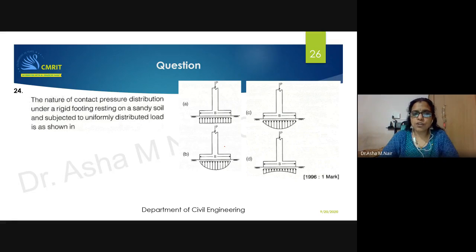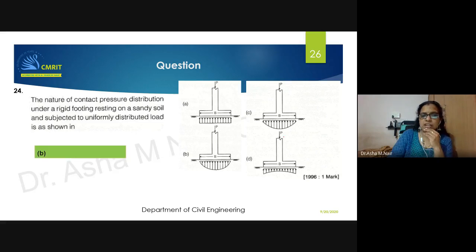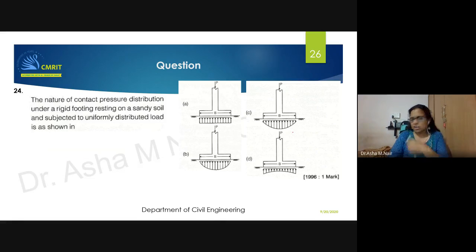The nature of contact pressure distribution under a rigid footing resting on a sandy soil subjected to uniformly distributed load is as shown. You have to select the correct option. What will be the correct option here? Please note, I have one more slide on this part.